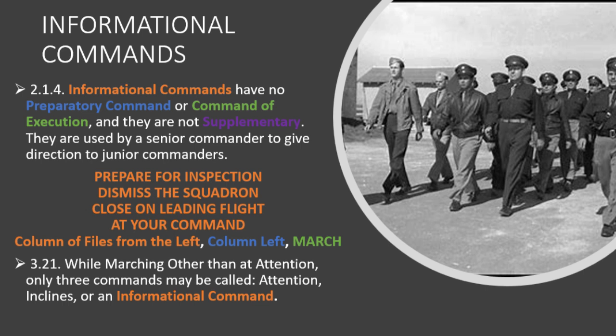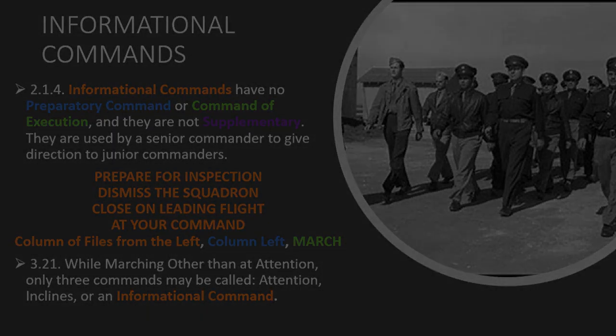This has no preparatory command and no command of execution. Rather, it's simply a senior telling a junior what they need to do. So for example, if you have an inspecting officer coming up, they may say, prepare for inspection to that flight commander. Another example would be a squadron commander telling the first sergeant to dismiss the squadron. These are simple informational commands giving a specific direction to a junior commander.